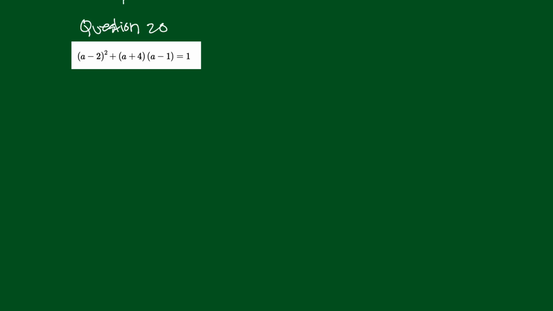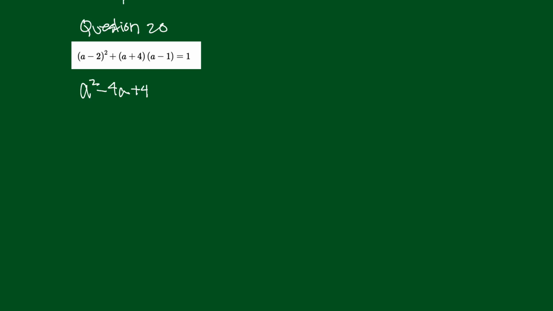So starting with this one here, how do you square a binomial? You square the first term. You multiply the two terms together. A times negative 2 is negative 2a, but then you double it. Negative 4a, and then you square the last. Now, negative 2 squared is positive 4.